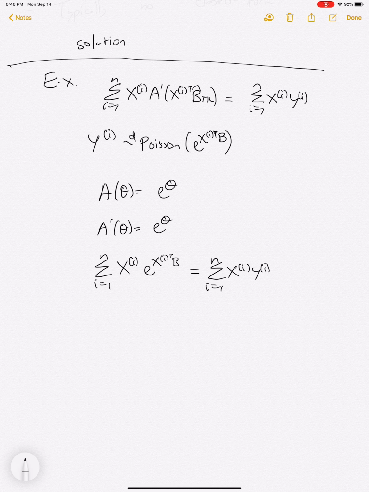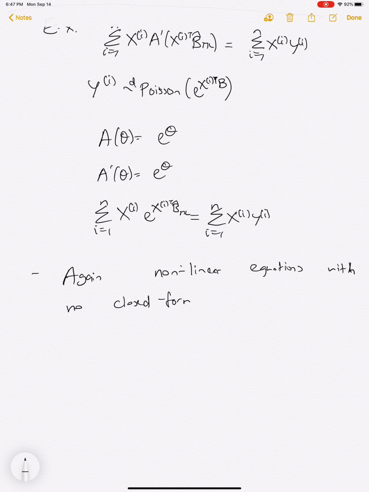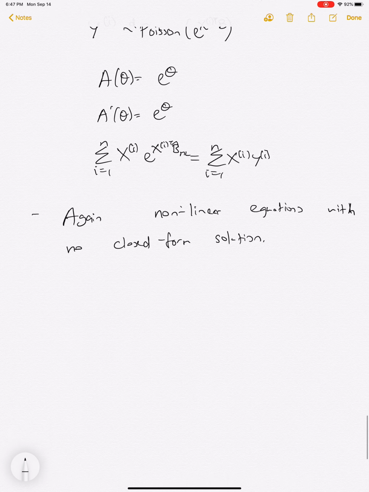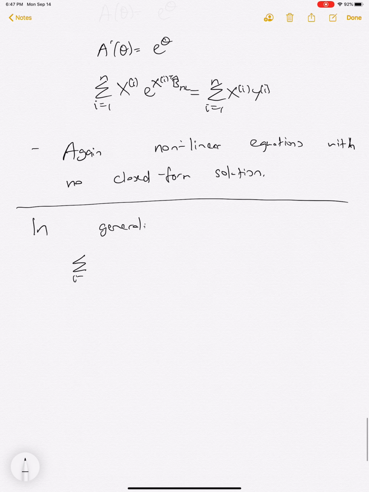Okay, so again, we get a set of nonlinear equations with no closed form solutions. Once again, we have p equations and p unknowns, but these are nonlinear. So we can see that these are the general equations we get for the GLM.